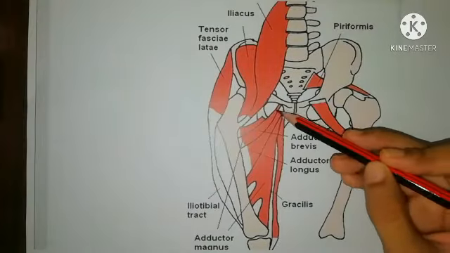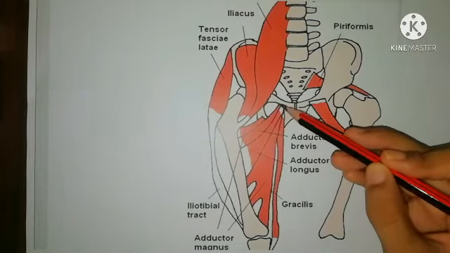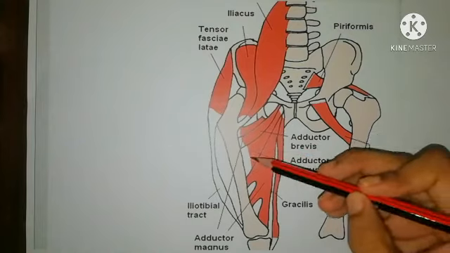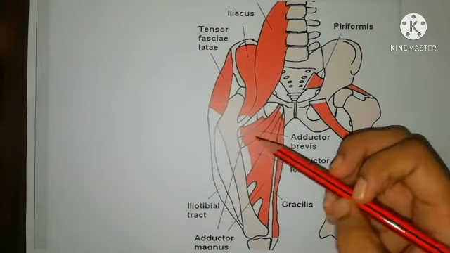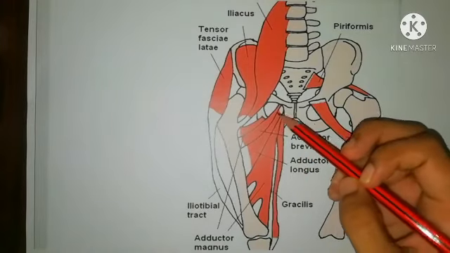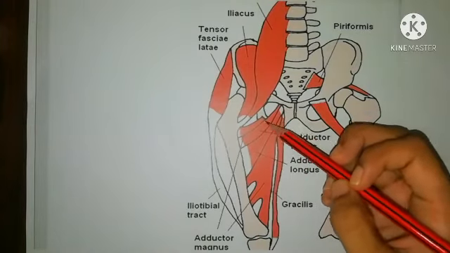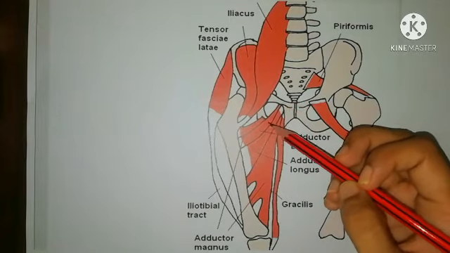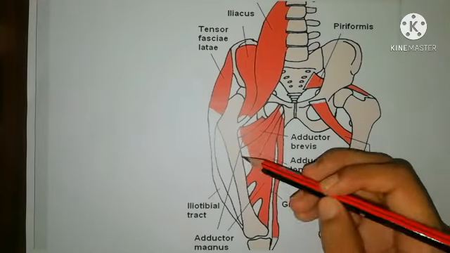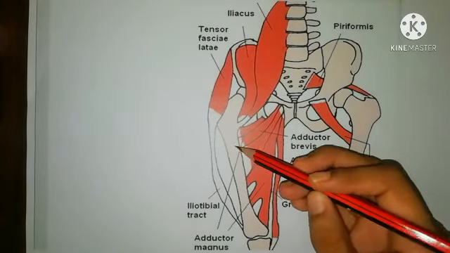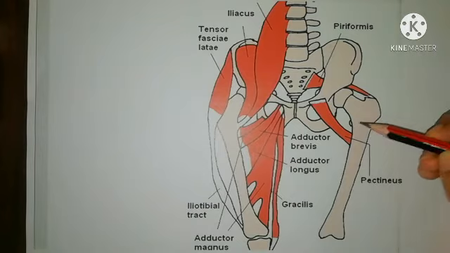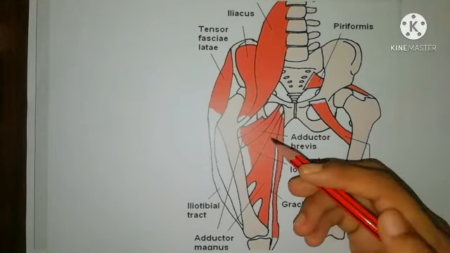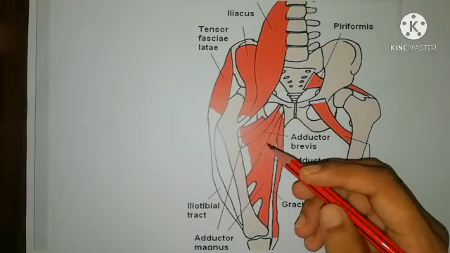Second muscle is adductor brevis. This is the muscle. This muscle lies behind adductor longus and the pectineus muscle. Origin of this muscle is from the anterior surface of the body of the pubis. Insertion is in the line extending from the lesser trochanter to the upper part of the linea aspera. Here is the lesser trochanter. So insertion is over here. Nerve supply is again obturator nerve. Action is again adduction of the thigh.